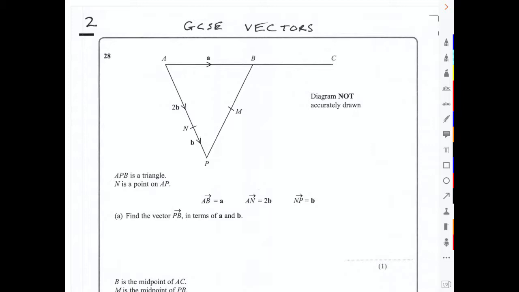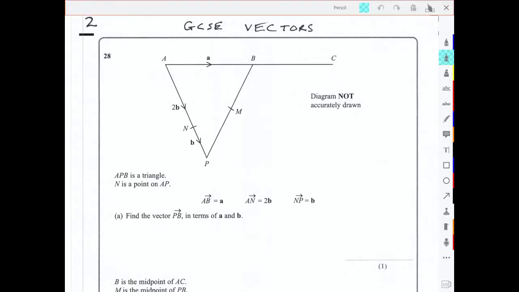GCSE Vectors Q2. APB is a triangle. N is a point on AP. And we're given that AB is little a, AN is 2b, and NP is b. And we're asked to find the vector PB in terms of little a and little b.